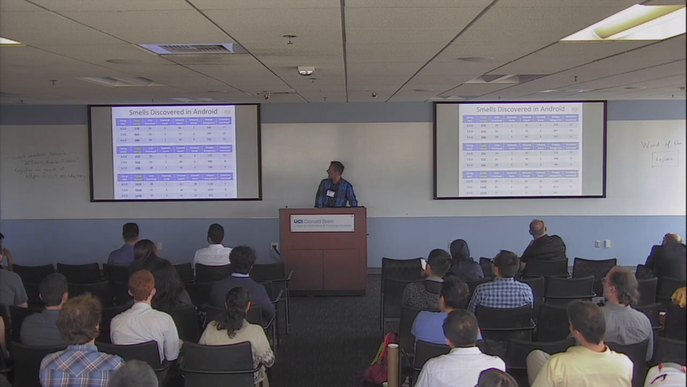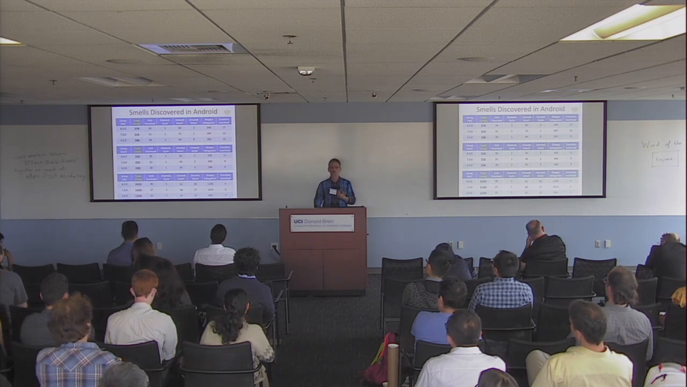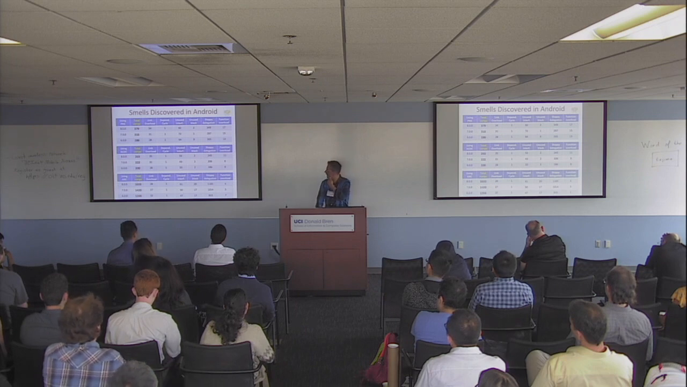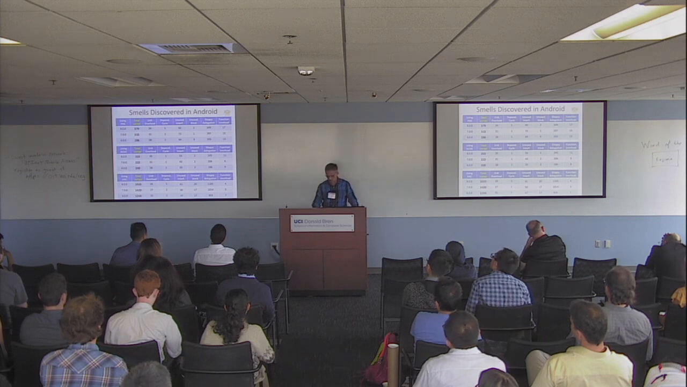We've looked at different versions of Android using multiple different architecture recovery techniques, and it turns out that, sadly, I was kind of disappointed. I was hoping this wasn't going to happen, because all of us do a lot of research on Android, many of us have Android phones and so on. It turns out the number of smells has grown from 6 to 7 to 8, partly also because Android's gotten more complex.